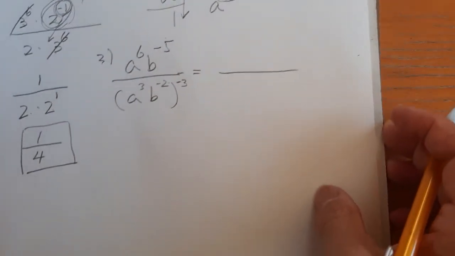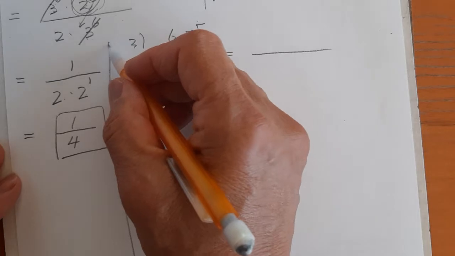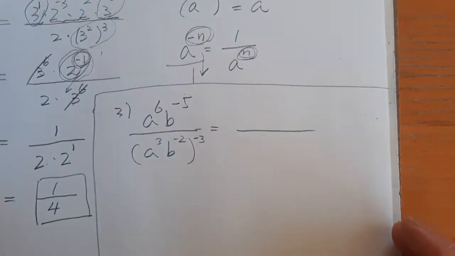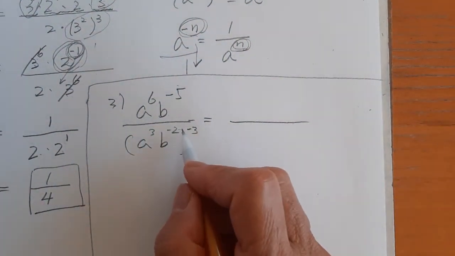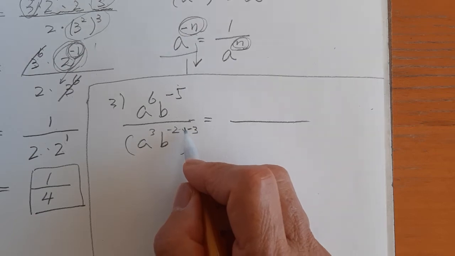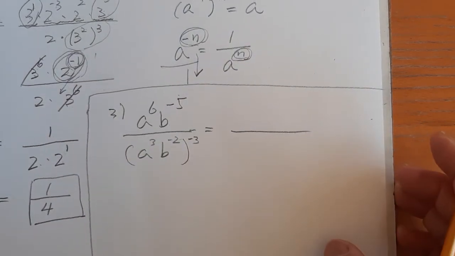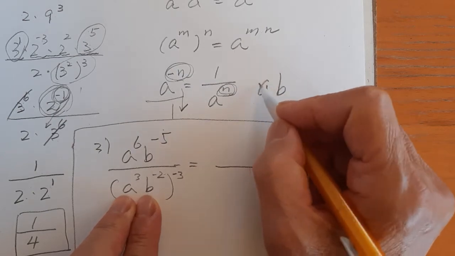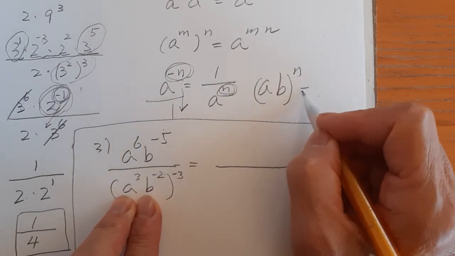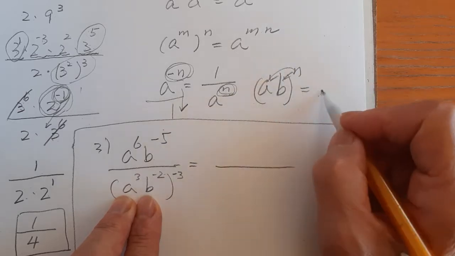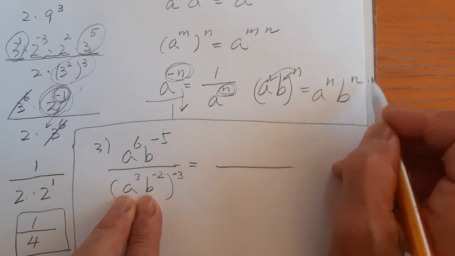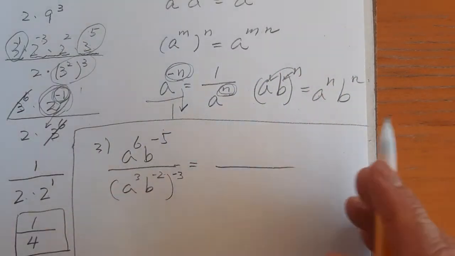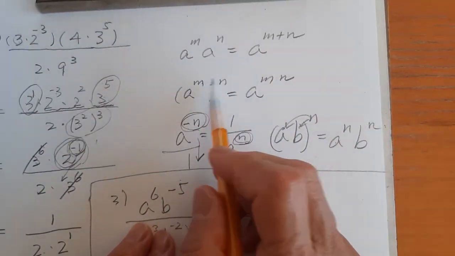So this question 3, first of all, we have to use the power rule of product. This is a product, a times b to the power n, then n goes into each base: a to the power n, b to the power n, and then use the power rule, m times n.